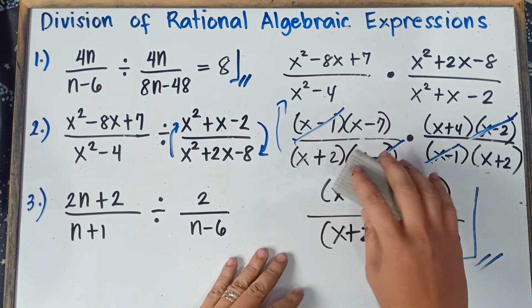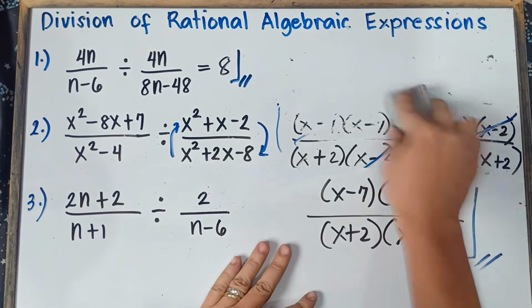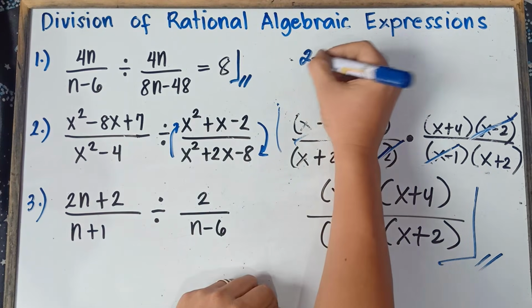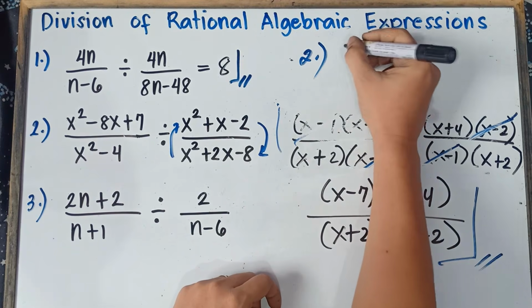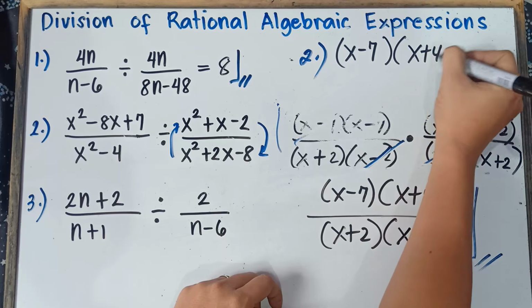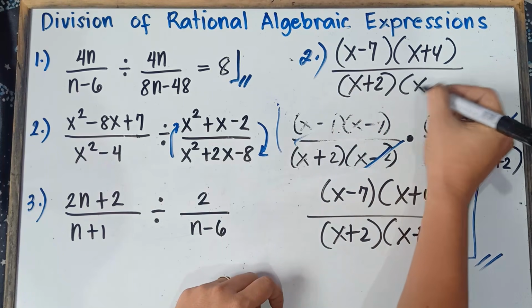So let me just write the answer here. We don't have enough space, class. For number 2, the answer is x minus 7 and x plus 4 over x plus 2 and x plus 2.